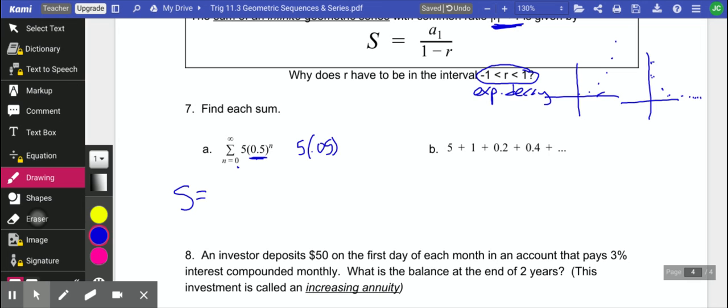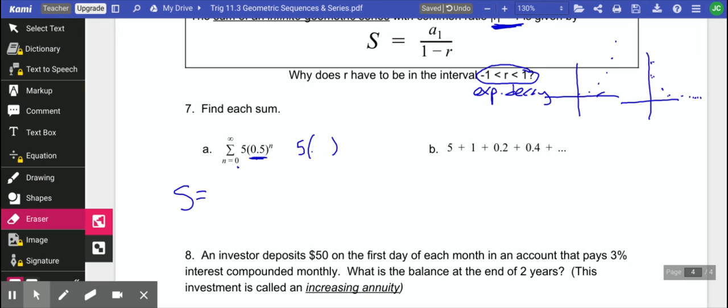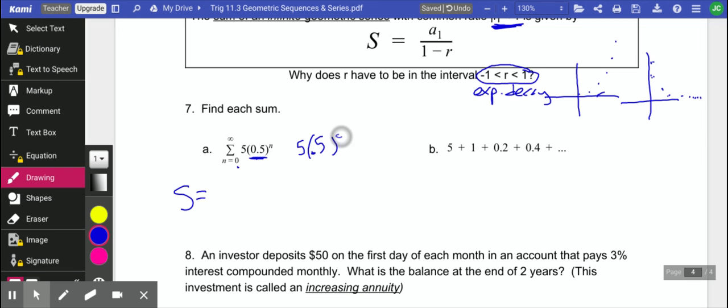Oh, sorry, that was the wrong decimal. 0.5 to the 0, that's just 1. So our first term is 5. And then our common ratio is 0.5. So we have 5 divided by 0.5, which is 10.